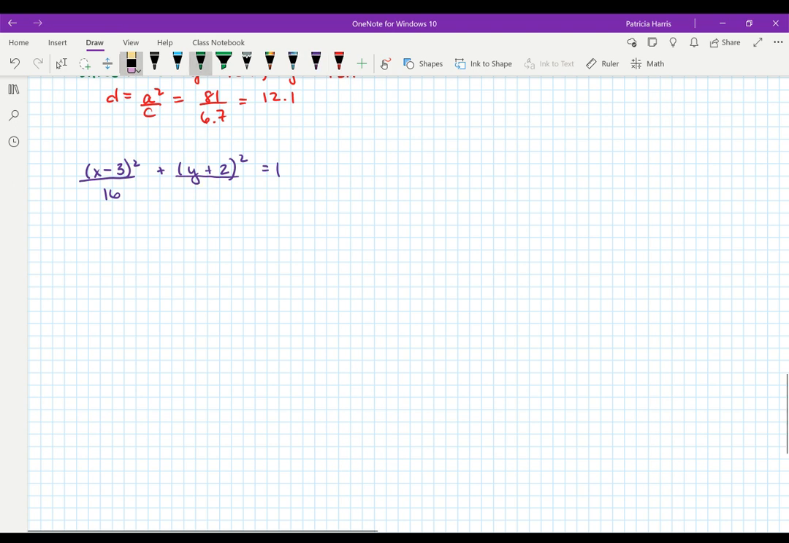Let's not do 9. Let's do 4. Okay. All right. So what do you think? Where did the center move to? Use your instincts.